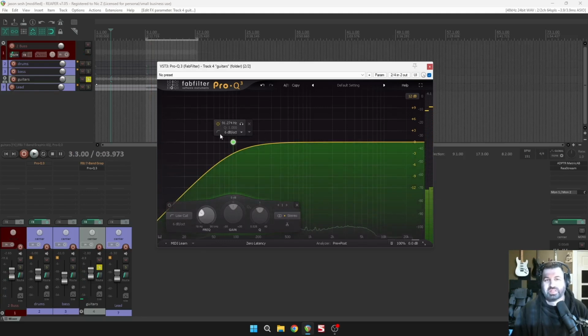So I can just tell at 90 hertz that that's starting to roll off at 6 dB, right? But if I make it a brick wall, watch.